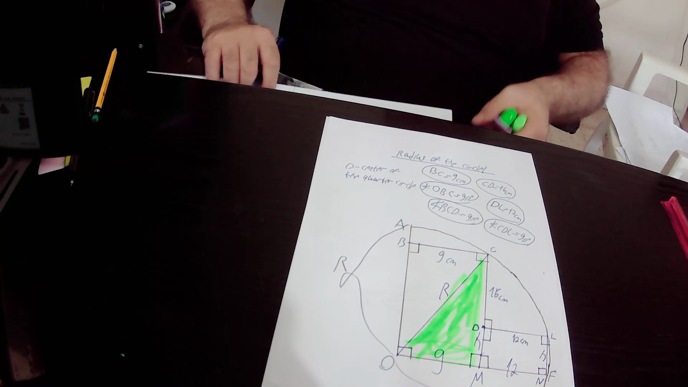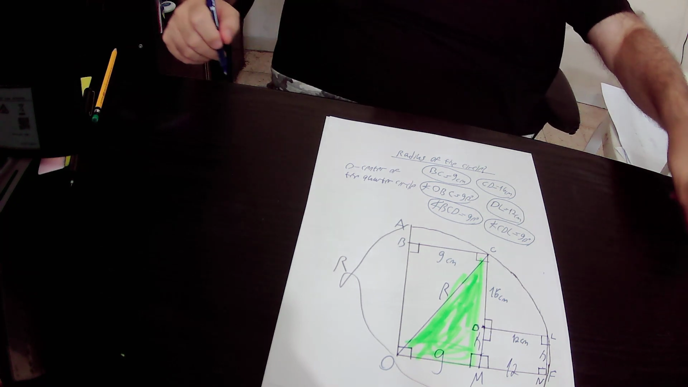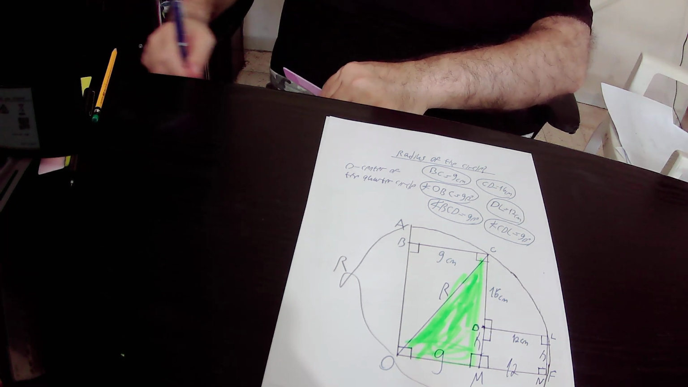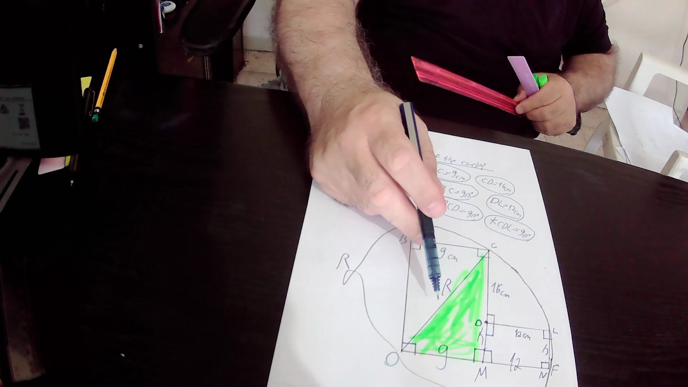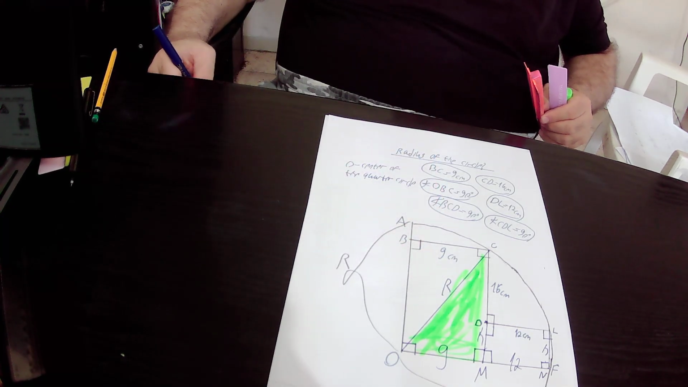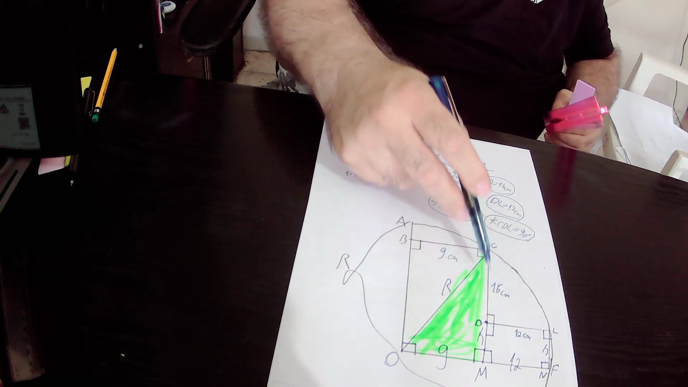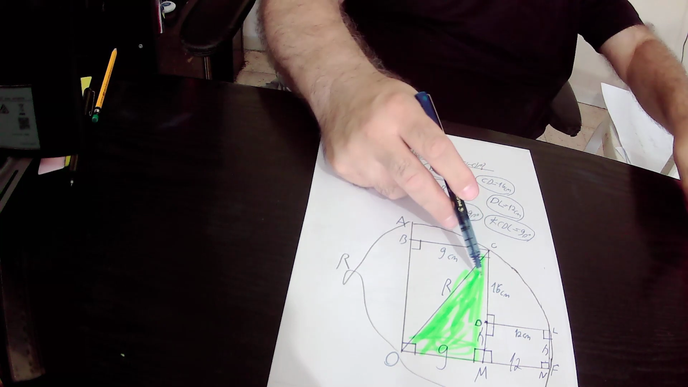OC equals R, therefore OC squared is R squared, and it is equal to OM squared. OM equals 9 units, therefore OM squared is 9 squared, that is 81, plus CM squared. What is the value of CM?